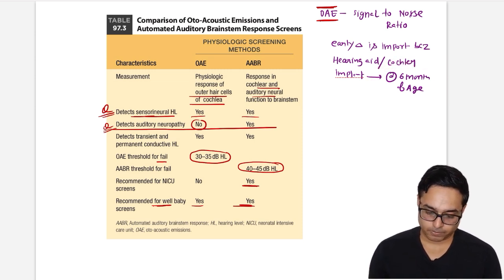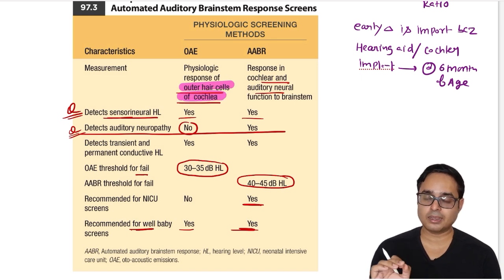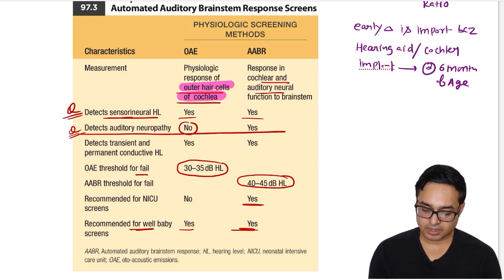Okay, so what is OAE? Sometimes it is asked, what is the definition of OAE. OAE is the physiological response of outer hair cells of the cochlea. This is not the inner hair cell. This is the outer hair cell. And what is ABR? This is the response of cochlear auditory neural functions to the brainstem.